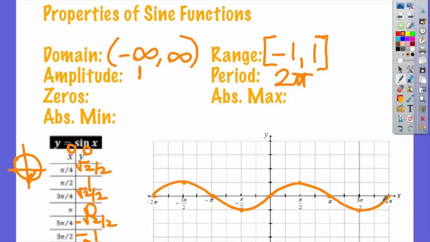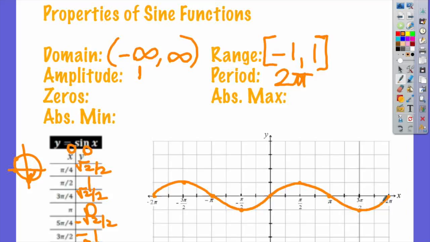Zeros, that's an old word. What does zeros mean? X-intercepts. What are the x-intercepts for the sine function? 0, pi, 2 pi, -2 pi, but since it keeps going, what do you think other zeros are going to be? 3 pi, -3 pi, 4 pi, -4 pi. It's going to keep going, isn't it?